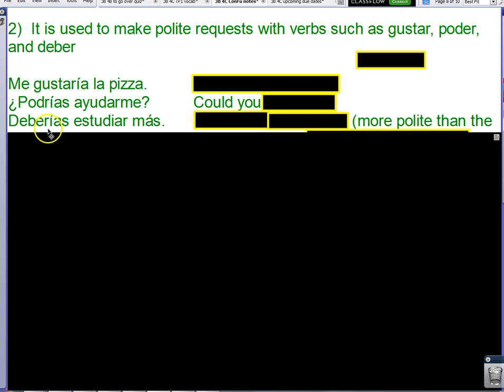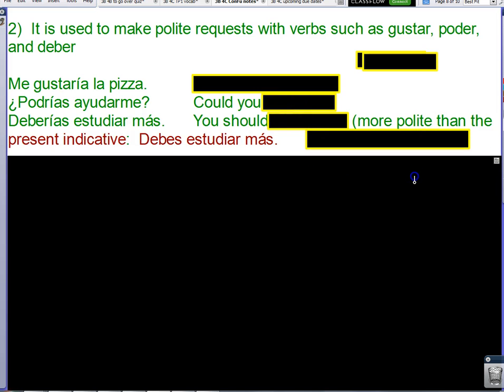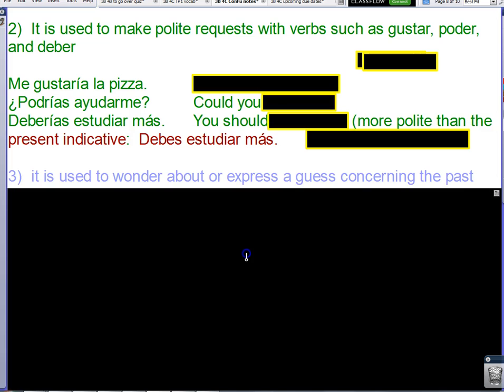And then to be polite and make this phrase, you could say deberías estudiar más. And just like there's no would can, there's no would should. So you're still just saying you should before the rest of this. However, it's more polite than the present indicative, which I'm sure you can translate here. In English, they're going to sound exactly the same, but in Spanish, deberías is slightly more polite than debes.